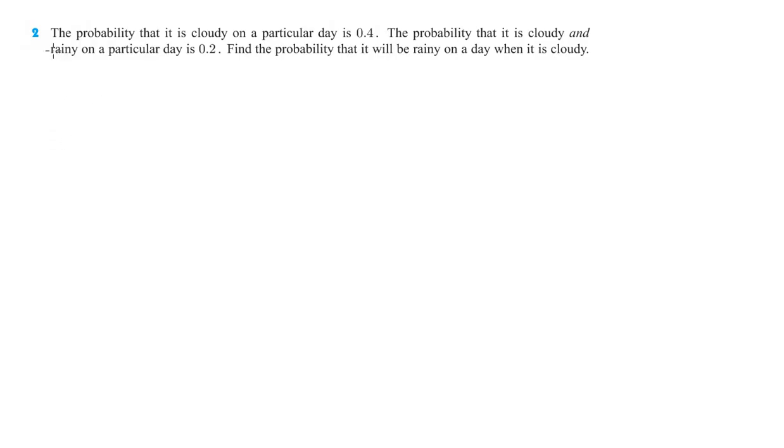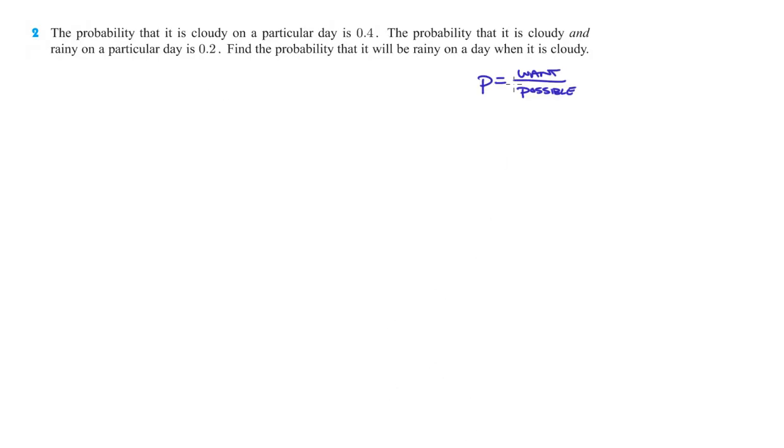Okay, so here we have number 2. Probability that it is cloudy on a particular day is 0.4. Probability it's cloudy and rainy on a particular day is 0.2. Find the probability that it will be rainy on a day when it is cloudy.